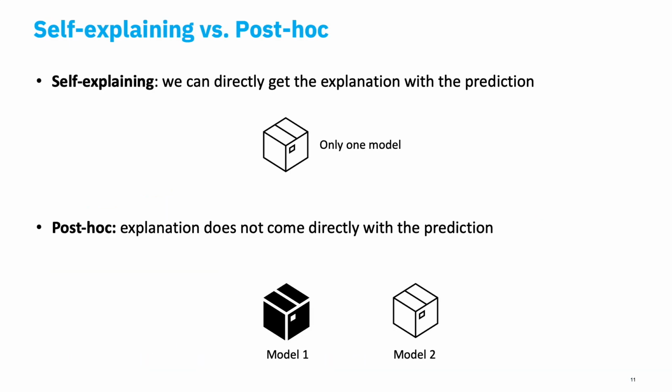For self-explaining and post-hoc explanations, the best way to describe the differences between the two is probably using this chart here. Self-explaining approaches have only one model, which produces both predictions and associated explanations. Whereas post-hoc approaches have more than one model, with the first model making predictions and another one or more models providing explanation.